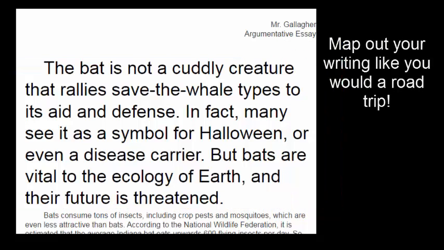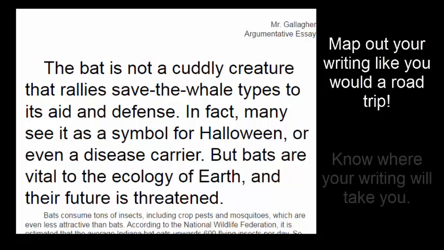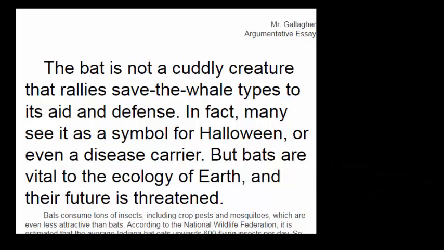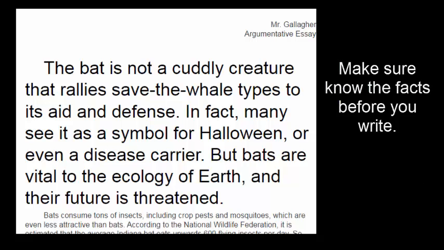So like any road trip you take, you always need to know where you're going to go by the end of your trip. And so my thesis statement is that endpoint. And so I need to make sure that in order to write a good thesis statement, I also know the facts so I can summarize them beforehand.